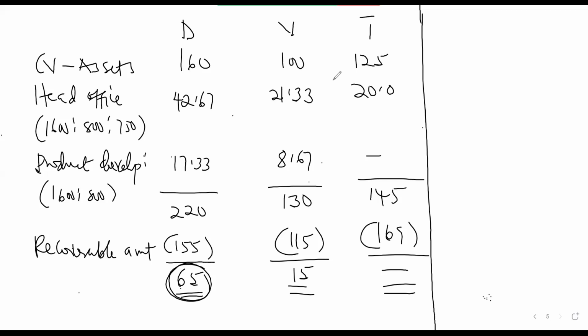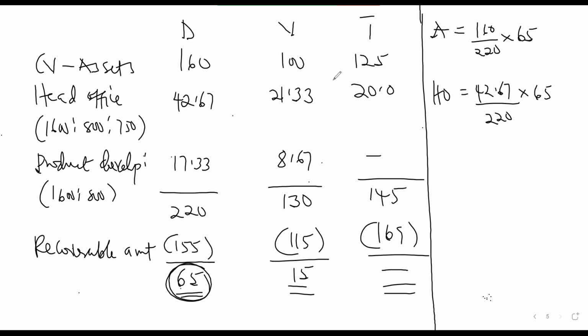The impairment will be shared just like the normal sharing of impairments. If there's no goodwill, the impairment will be shared based on what? Pro rata basis. So we use their existing carrying value before the impairment and now share the impairment loss. The asset itself will be calculated as 160 over 220 times the impairment loss of 65. That will be their portion of it. The head office will be 42.67 divided by 220 multiplied by 65.